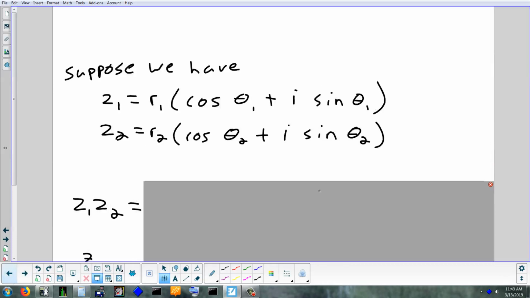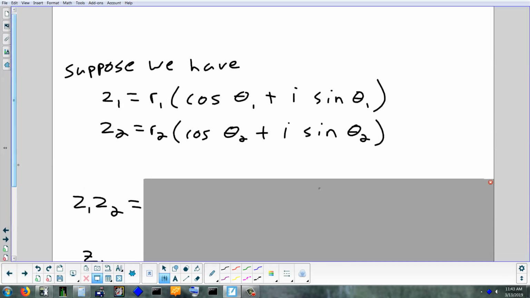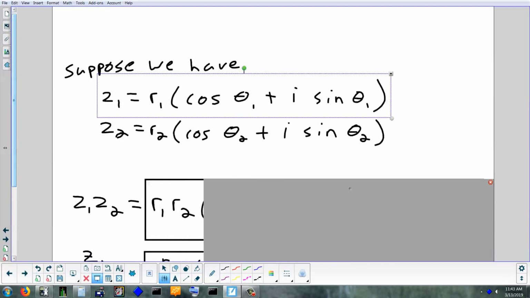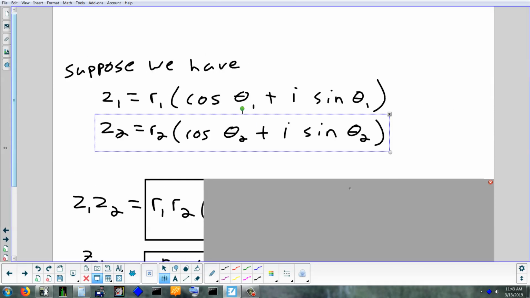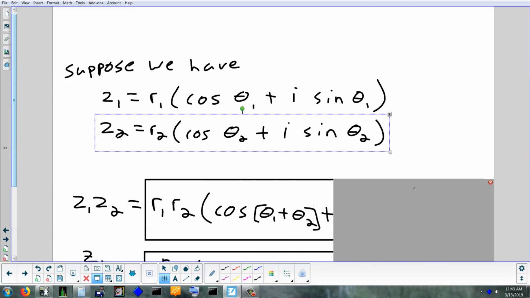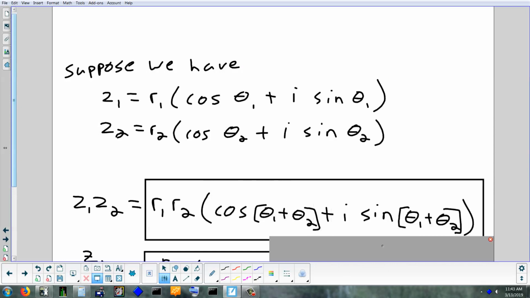So, the first formula I'm going to look at is multiplying. To multiply these two complex numbers together, you're not going to have to do any foiling or i squared. You have to do two things. The first thing is multiply your two radii together. Take the first radius, multiply it by the second radius, and that's half of it. The second thing you have to do is take the two angles that you were given and add them up.